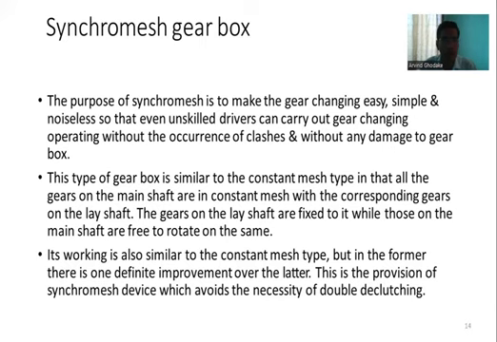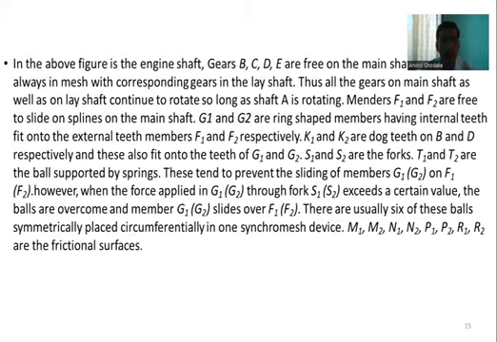This type of gearbox is similar to the constant mesh type, in that all the gears on the main shaft are in constant mesh with the corresponding gears on the lay shaft. The gears on the lay shaft are fixed to it, while those on the main shaft are free to rotate on it. So its working is similar to that of a constant mesh type, but there is one definite improvement over the latter. This is the provision of the synchro mesh device, which avoids the necessity of double declutching.